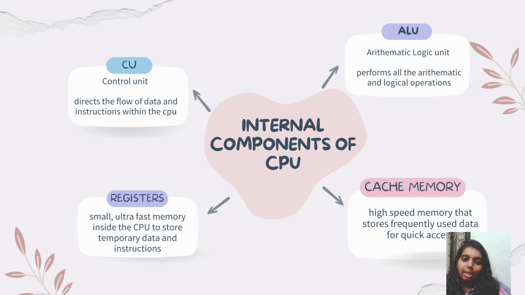Internal components of a CPU. CPU stands for Central Processing Unit, often called the brain of the computer. It includes the control unit that directs data flow, the arithmetic and logic unit that performs calculations and logical operations, registers that store temporary data, and cache that provides quick access to frequently used information.